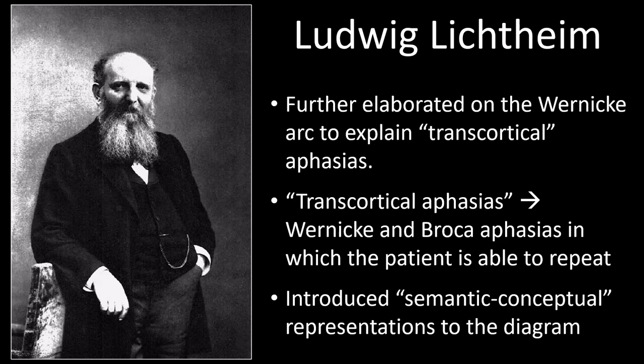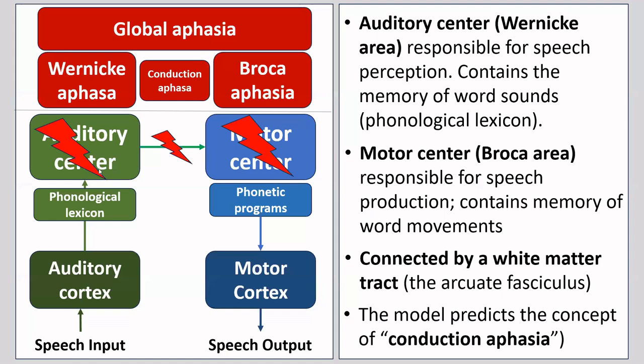Well, these are basically your Wernicke and Broca aphasia, in which the patient is still able to repeat what is being said to him. And if we go back to this slide, that doesn't make sense, because if your patient has Wernicke aphasia, because the auditory center is damaged, a patient will not be able to repeat what is being said to him. If a patient has a Broca aphasia, the patient is not able to repeat what is said to him because you have an interruption on this pathway.